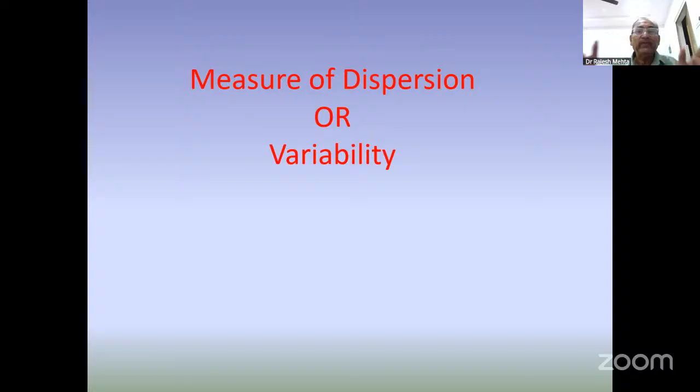So we talk about the middle value. If we want to compare two populations, then we can compare the middle value. But as you know, the middle value differs a lot. The mean may be the same, but then the dispersion may be of a different kind.